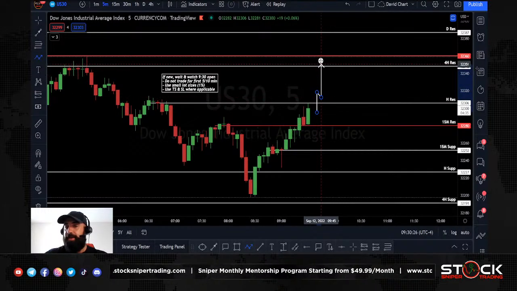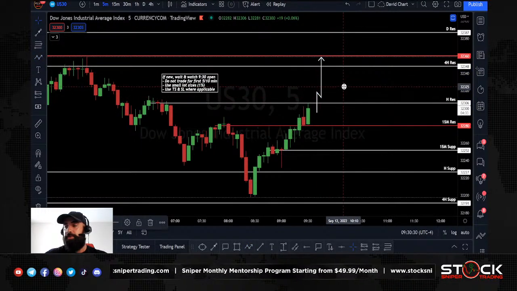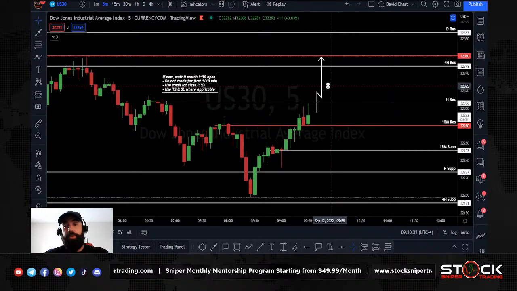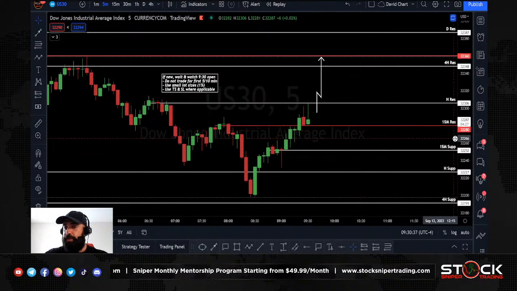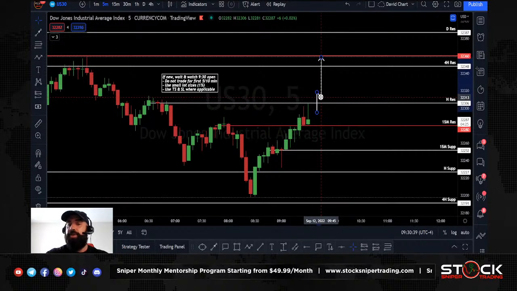Okay, don't just buy on impulse right now. This is the first 5-minute candle, guys. This is the part where they trap you. So that's one way, with the closure above the hourly. If not, 33280 is going to be the continuation sell.